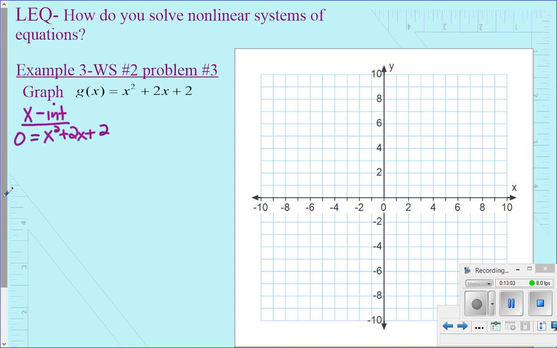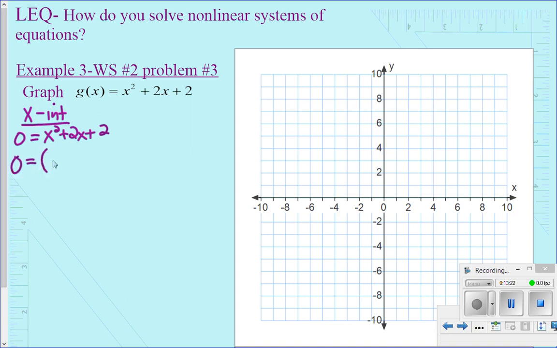Now if you think about it though, when we are going to find the vertex, we're going to have to complete the square to get this into vertex form. So if we already have to do completing the square anyway, why don't we solve this by completing the square? So that's what I'm going to do.